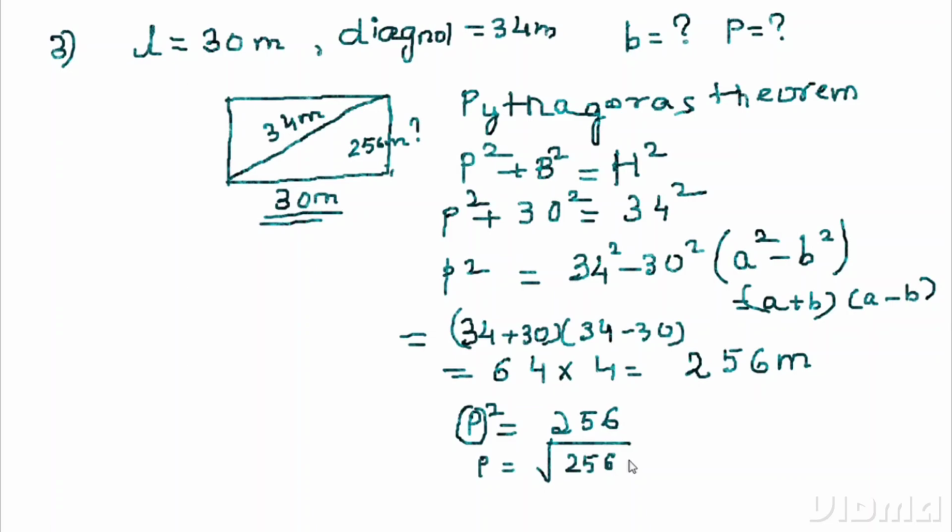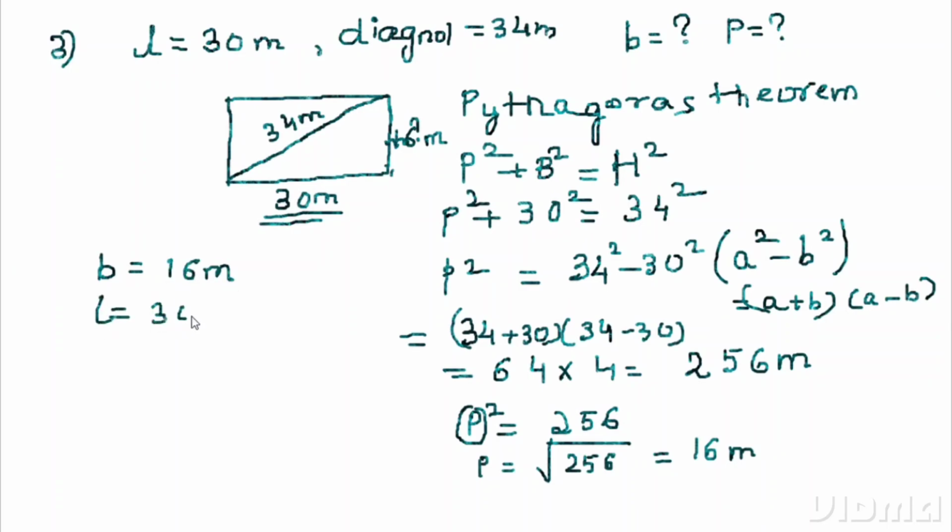And now what is under root of 256? Yes, correct. So that is 16 meter. So this is not 256, we forgot to do the under root. So this becomes 16 meter. So 16 meter is my breadth. So I have got my breadth as 16 meter and the length is given to me as 30 meter.